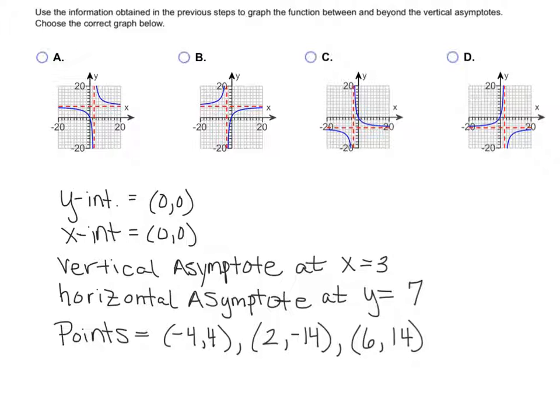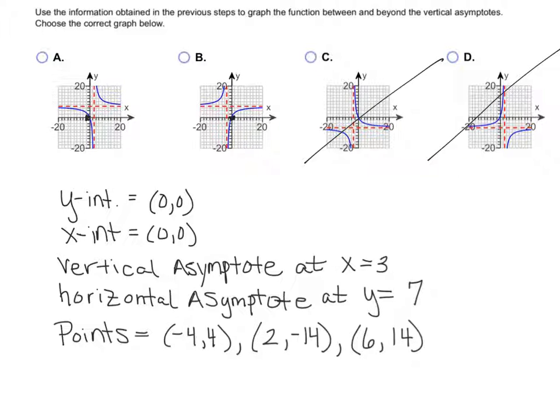Our last step is to graph the rational function. We're going to take all the pieces that we previously found and select the graph that fits that criteria. So I have a y-intercept and x-intercept at (0, 0). If I look at graphs A and B, I can see that there are x and y-intercepts at (0, 0). C and D do not have those intercepts.